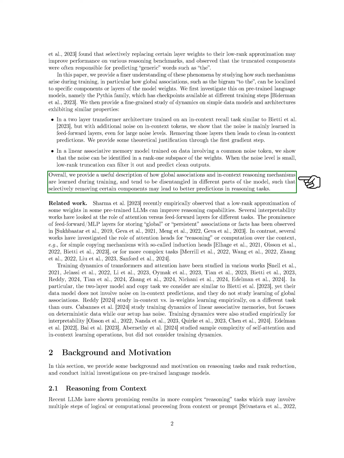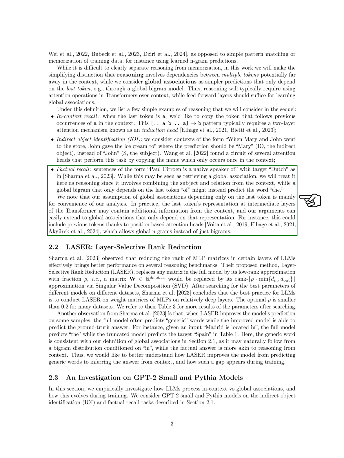By analyzing the dynamics of these models, we can see how global associations and in-context reasoning are learned and separated within the model. Removing specific components can lead to improved predictions on reasoning tasks. Other studies have observed that simplifying certain weights in pre-trained LLMs can boost reasoning abilities. Different research has looked at the roles of attention and feed-forward layers in various tasks. Feed-forward layers are crucial for storing general knowledge, while attention heads are essential for complex reasoning tasks. In the next section, we will provide background information on reasoning tasks and rank reduction, along with our initial findings on pre-trained language models.